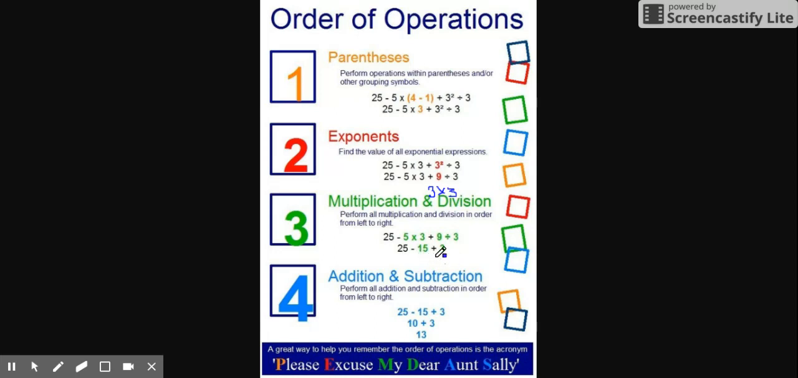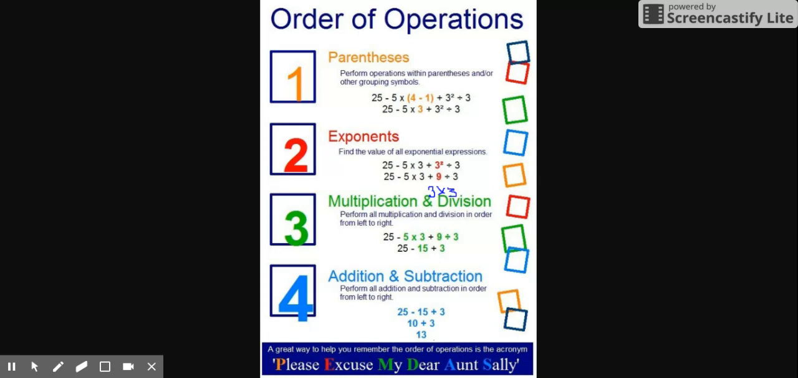So I'm just going to go from left to right. I'm going to do 25 minus 15 first, which is 10. And then I do 10 plus 3, which is 13. What's important to know when performing order of operations is that you have to go in order. If you change the order, your answer is going to be wrong. So it's really, really important to follow the order of operations.